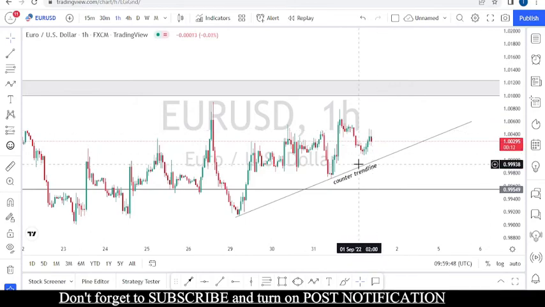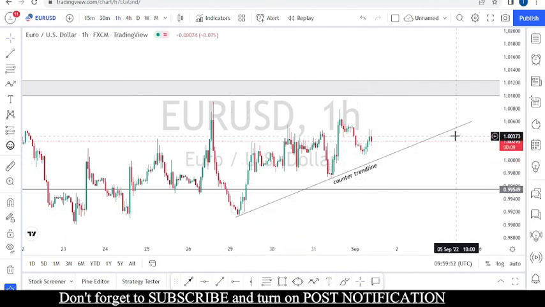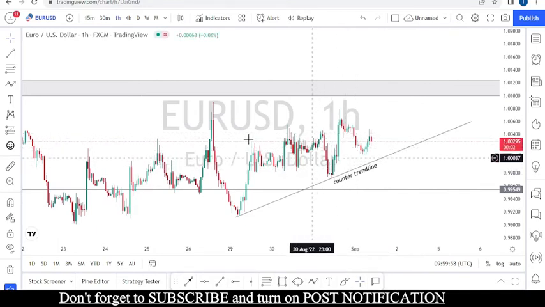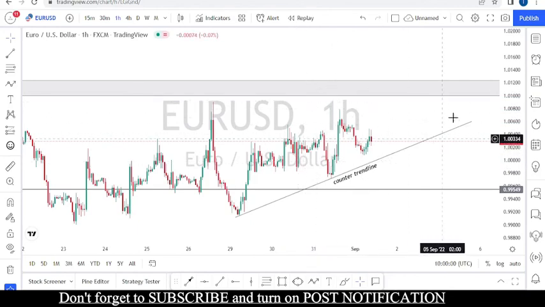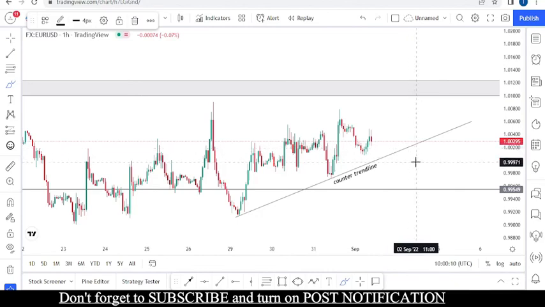Now, in preparation for the NFP, I've plotted my counter trend line. This is how I trade in news. Now, I've plotted my counter trend line, and I hope and pray that we continue ranging today. If we keep ranging above this trend line, that would be so perfect for me. Or let's say we break below today, or before the NFP.